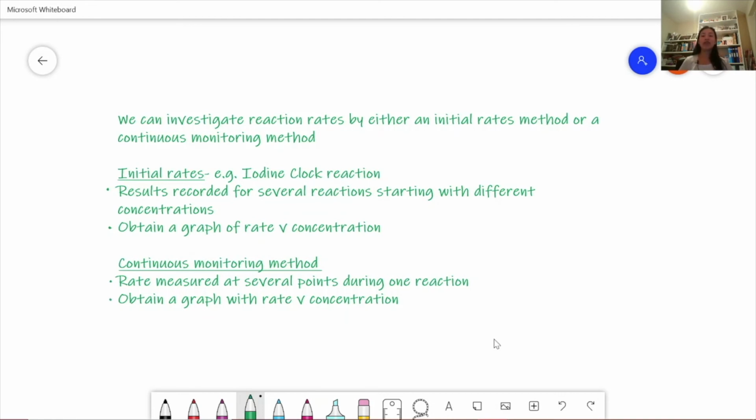So the difference is that for initial rates, the results are recorded for several reactions starting at different concentrations. So we do one experiment with specific concentrations, and then we do it again, but with altered concentrations, and then we plot a graph of rate over concentration. However, for the continuous monitoring method, we measure the rate at several points during one reaction, and we do this by measuring the volume of gas produced over the amount of time. And so we obtain a graph of rate over concentration, which is the same as the initial rates.